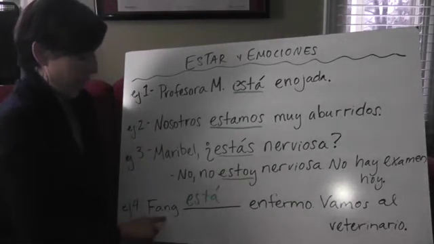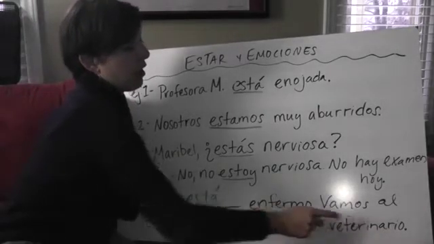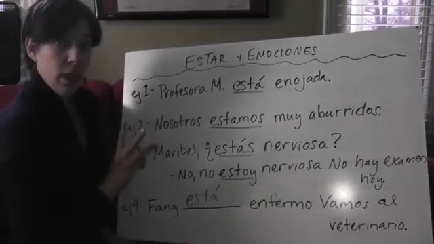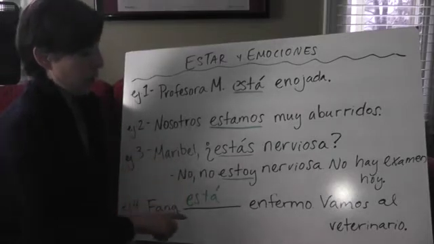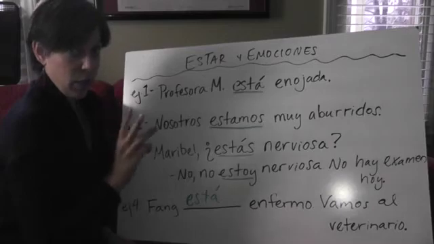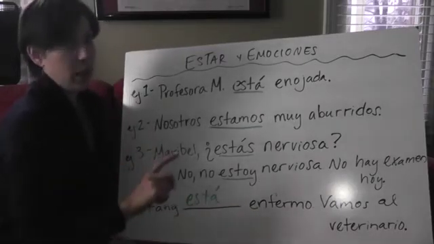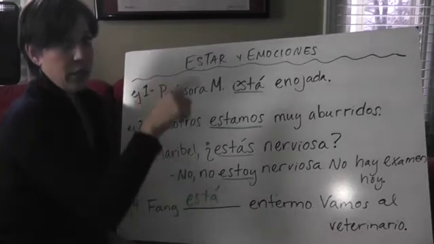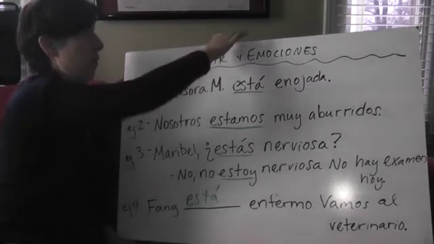And por fin we have Feng. Feng está enfermo. Vamos al veterinario. Feng goes to box 3 because he's singular and I'm not talking to him and he's not talking. So Feng está is the third person, we're talking about him. Feng is sick. Feng está enfermo. Alright, no es la verdad, pero puede ser. Esos son algunos ejemplos de estar con emociones.